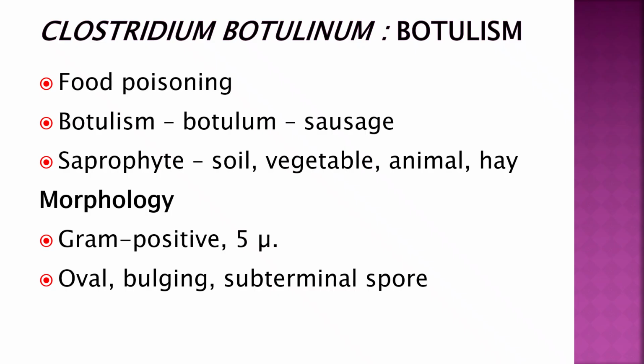So it is a type of food poisoning. Botulism means botulum. So it is a sausage. It is saprophyte, these bacilli. They are mainly present in soil, vegetables, animal or hay. And the morphology is they are gram-positive, oval, bulging subterminal spores can be seen in gram-positive bacilli.